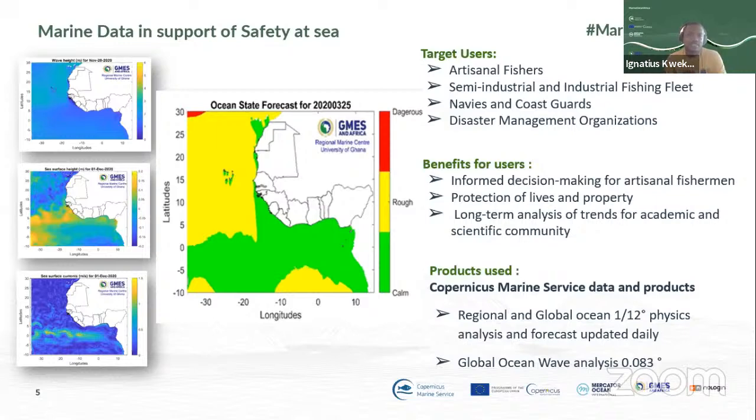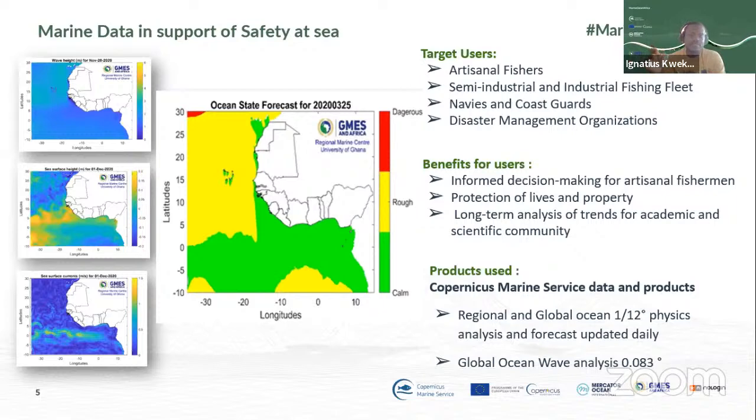Also, it is particularly important to navies and coast guards and disaster management organizations to be on the lookout for such events and to also target their rescue efforts towards certain places where it would be envisaged that the state of the ocean might not necessarily be calm. It is also a good tool to inform decision making for artisanal fishermen, because in this instance, they get the information before they go out to sea.